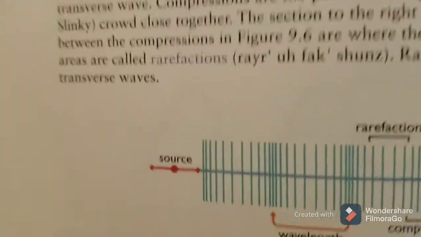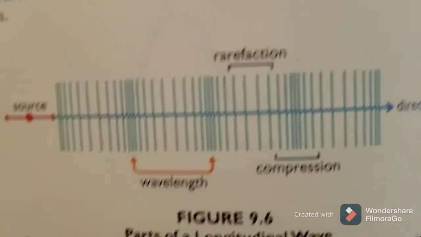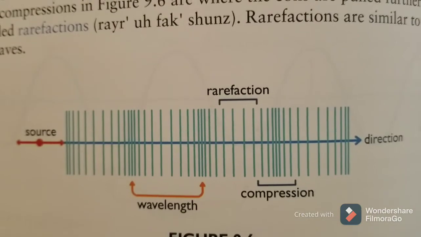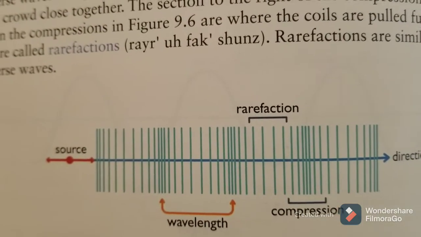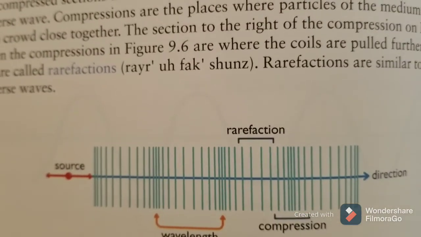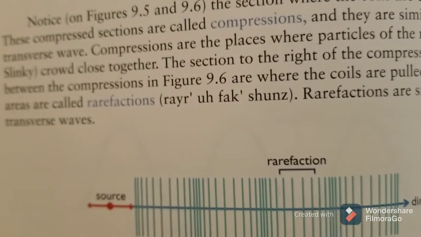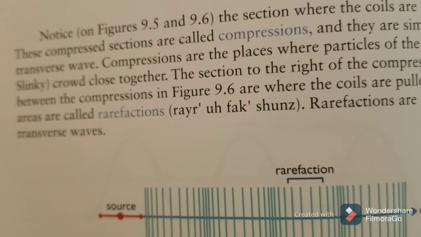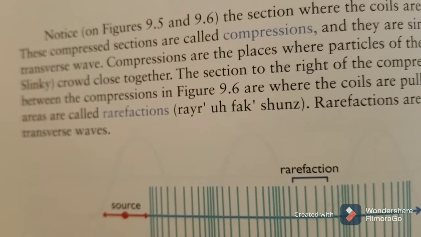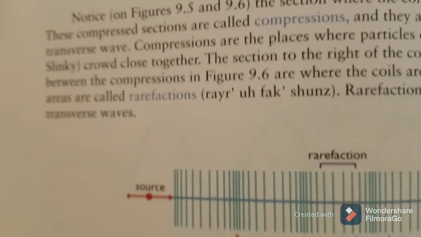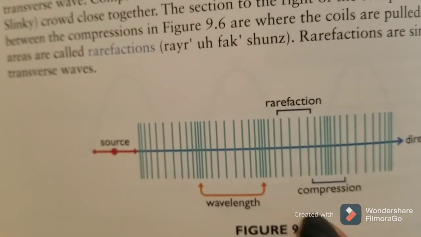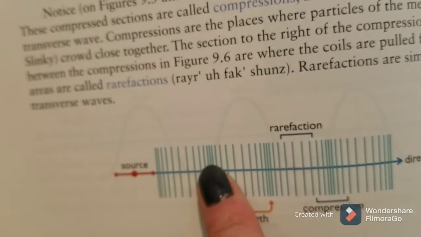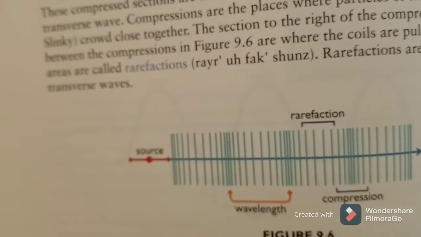Here is an example of what my diagram should have had. And this is why I was having trouble understanding what rarefaction was, because I never labeled this. My goodness. All right, so let's read it here. The sections where the coils are closest together, notice those, and those are called compressions. All right, so where's compressions? Right, yeah, there's the compression. There we go. Here's another one.